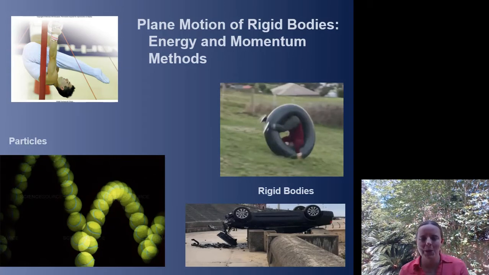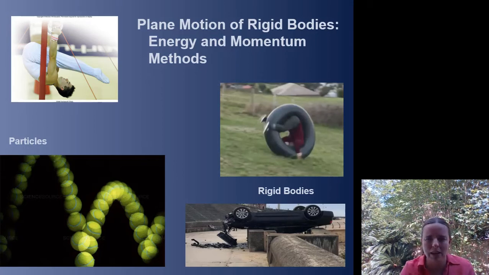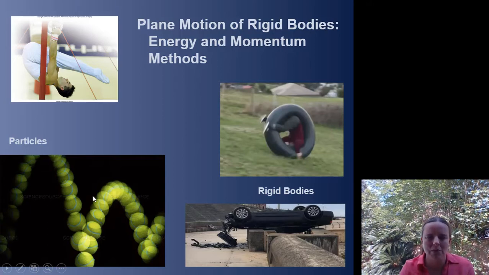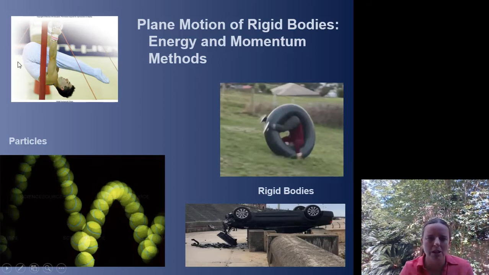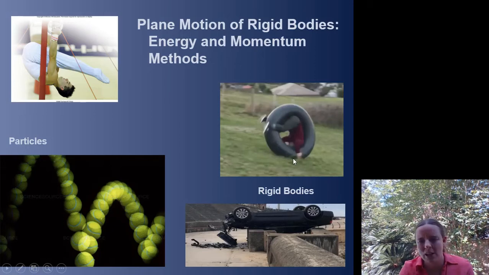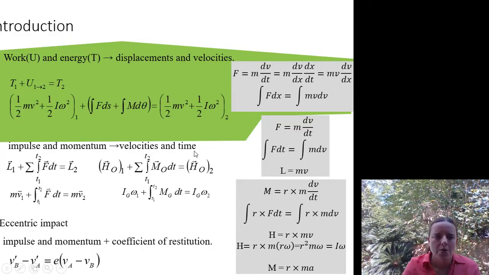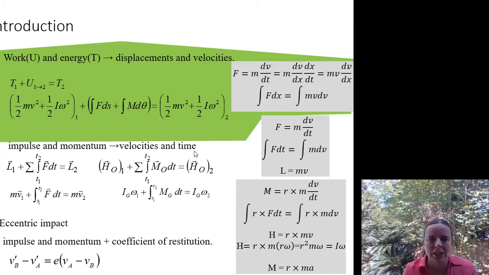Hi, so we're going to start out this chapter on the motion of rigid three-dimensional objects, going through energy and momentum methods. So we're transitioning away from just looking at single particles to objects where different pieces of that object have different velocities and accelerations going on. There's three different sections to this chapter: energy and work, impulse and momentum, eccentric impact.